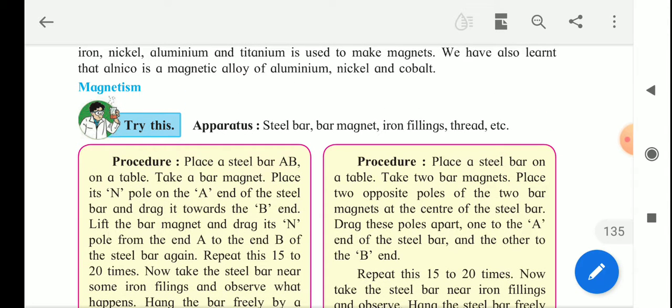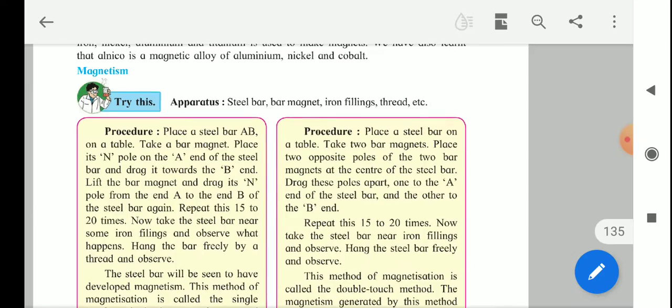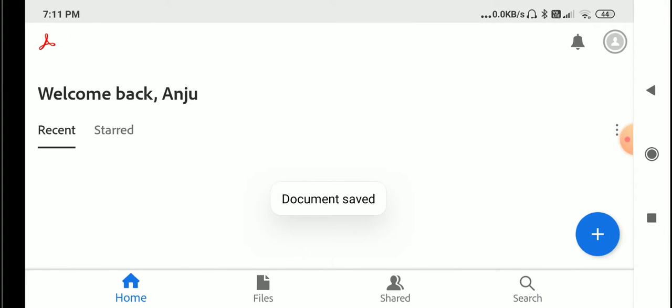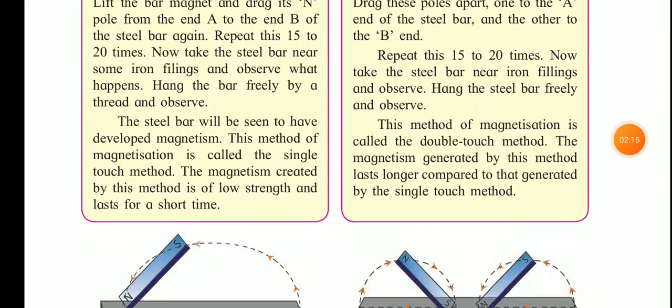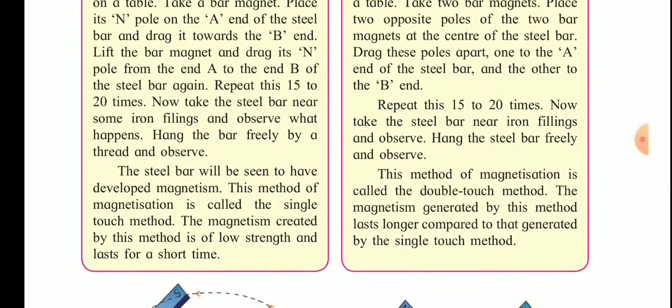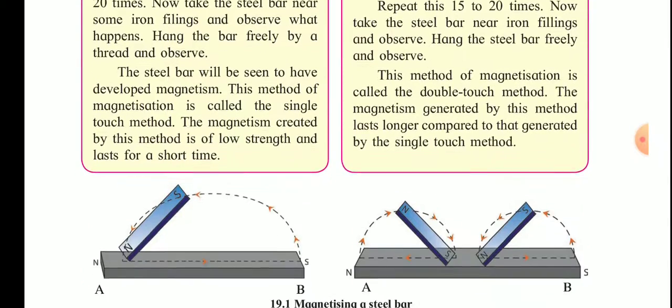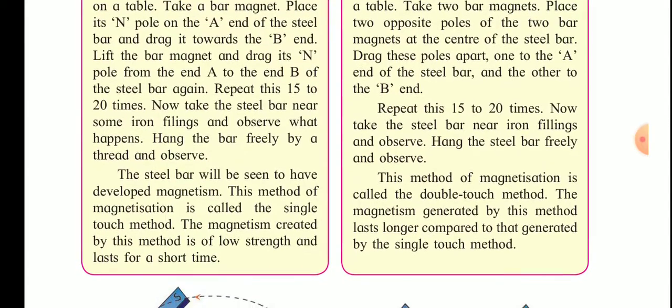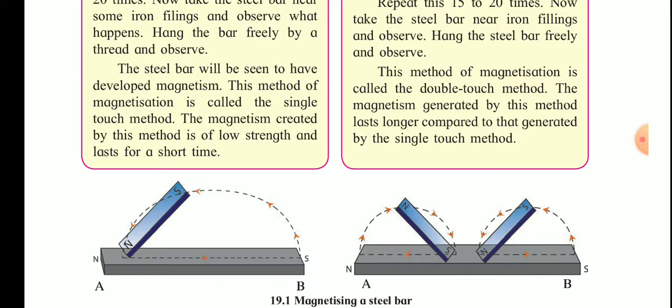Apparatus: take a steel bar, a bar magnet, iron filings, thread, etc. Place a steel bar AB on the table. Take a bar magnet. Place its north pole at end A of the steel bar and drag it towards the B end as shown by the arrows.